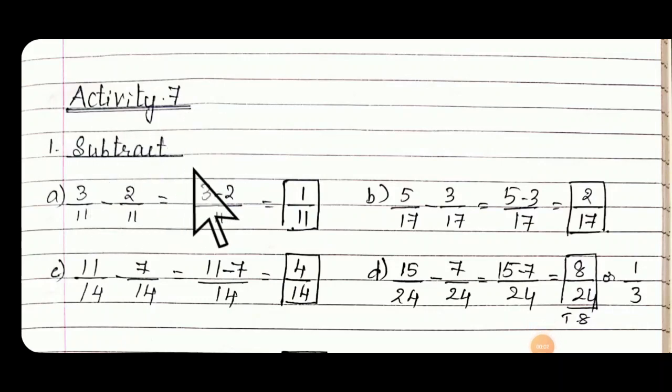Activity 7. Subtract 3 by 11 minus 2 by 11. Denominator same, so directly subtraction. 3 minus 2, the denominator never changes, keeps same. 3 minus 2, it becomes 1 by 11.